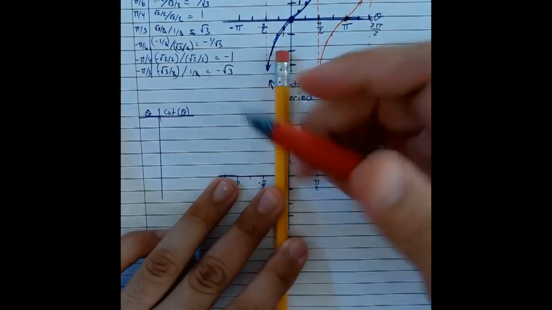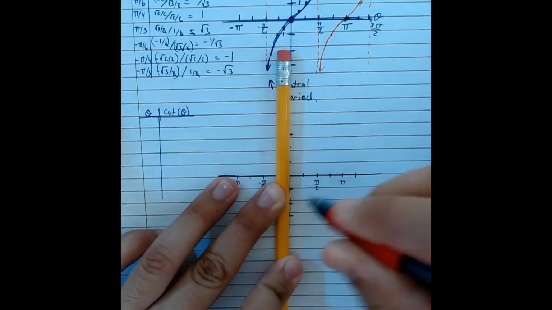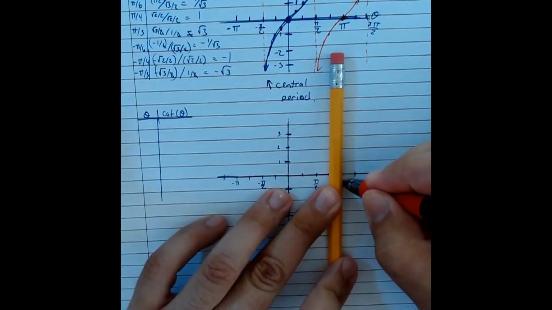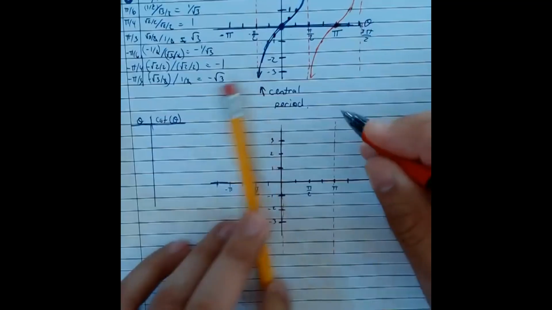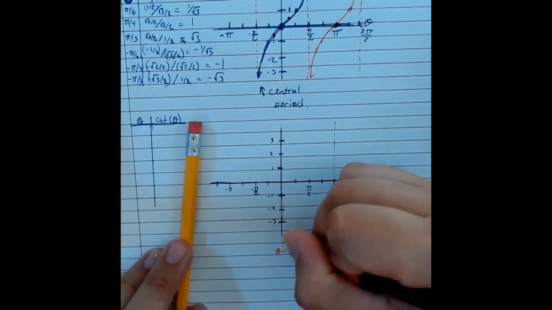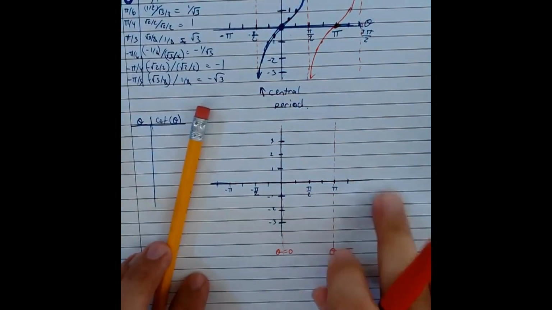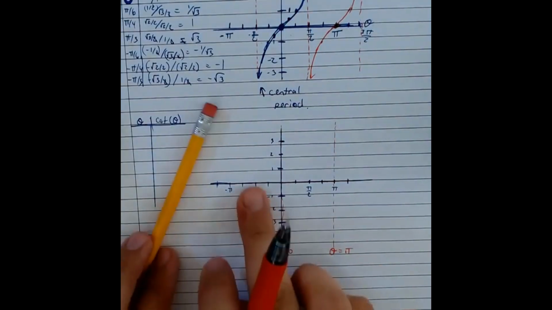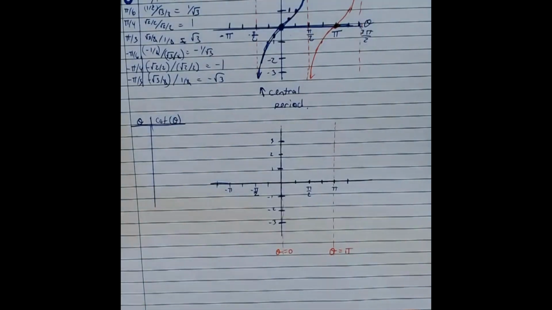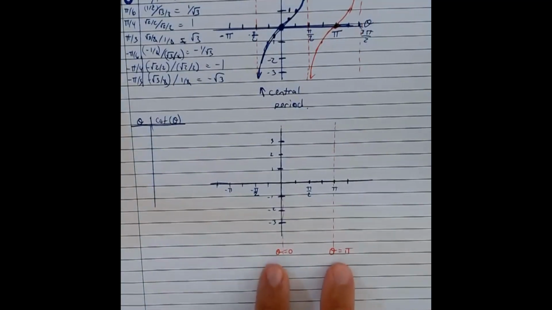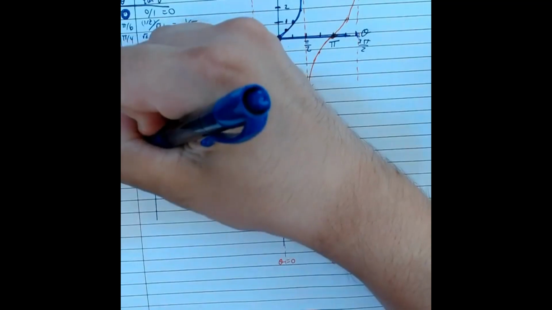You'll have one vertical asymptote at theta is equal to 0. And you'll have another vertical asymptote at theta is equal to pi. And of course, you'll have another one at 2 pi and 3 pi and 4 pi, and also negative pi, -2 pi, -3 pi, and so forth. But for our central period, we're going to be using these 2. All right? We can have a few values here.